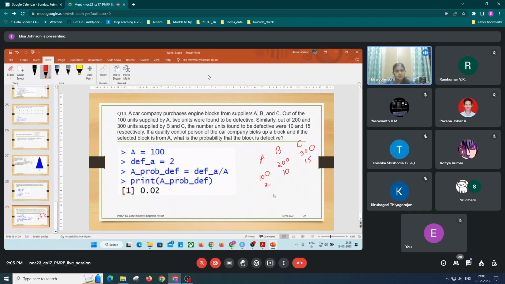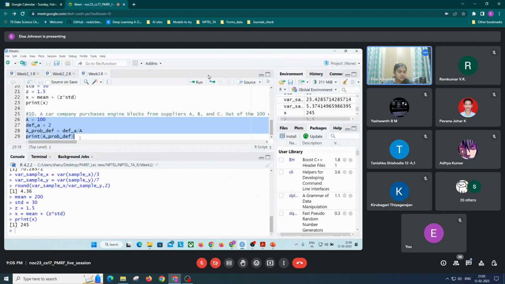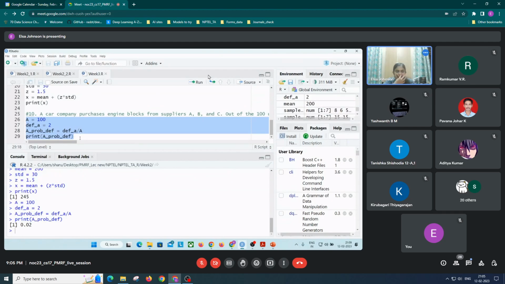They are asking for the probability of a defective block from A. So 2 by 100. So the probability that the block is defective if the selected block is from A: A is 100, defective is 2. Then the probability of defective given A is defective of A by A, and I have written that answer. So this is all for the week 3 assignment also.